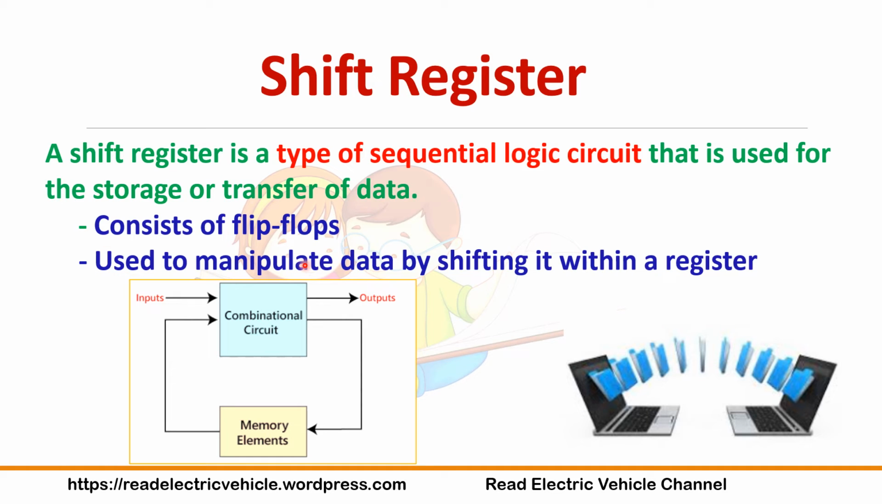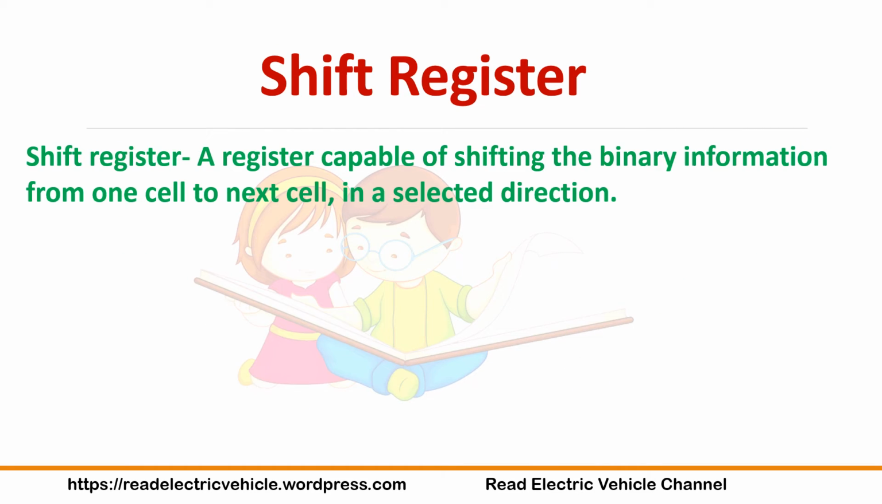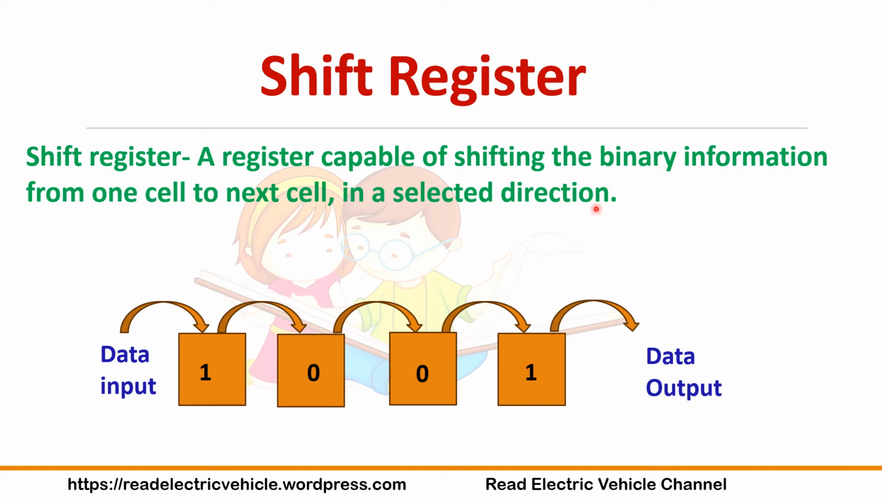So these flip-flops can be used to store the data and then manipulate the data by shifting it within a register. In other words, we can say a shift register is capable of shifting the binary information from one cell to the next cell. So for example, you take this picture.